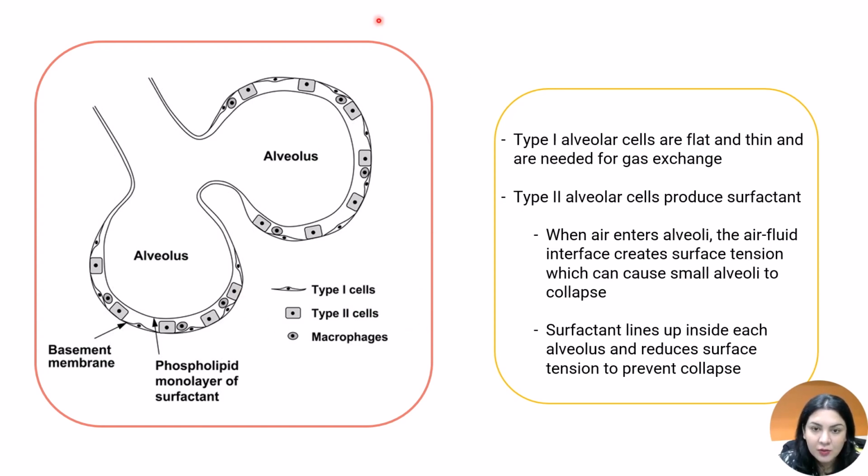And then these cuboidal type 2 cells that we have are a bit more specialized, and these produce surfactant, so that when air enters the alveoli and the air and fluid interface creates surface tension, it's going to cause the smaller alveoli to collapse. The surfactant is this phospholipid layer that lines the inside of each alveolus, to help reduce that surface tension by binding to the water and the air within the alveoli to prevent it from collapsing in on itself.